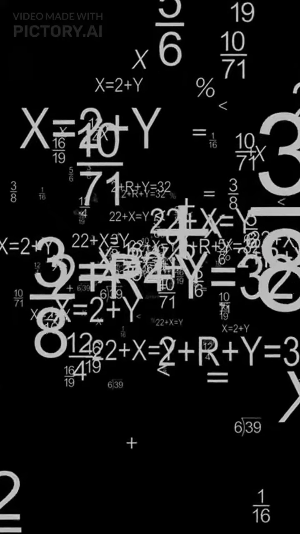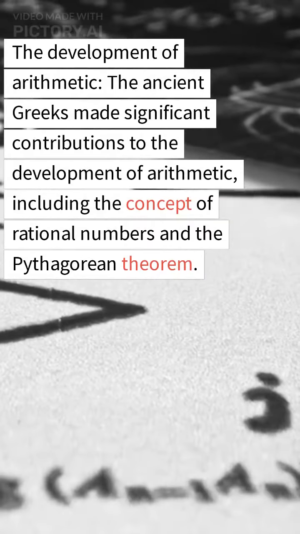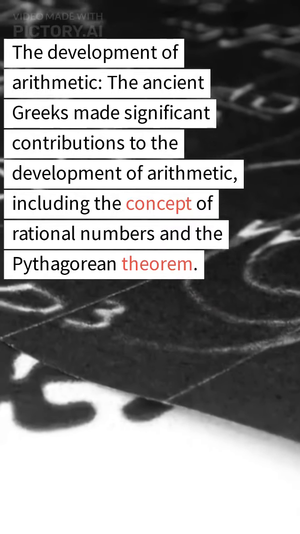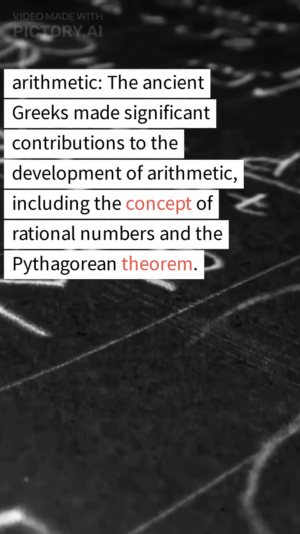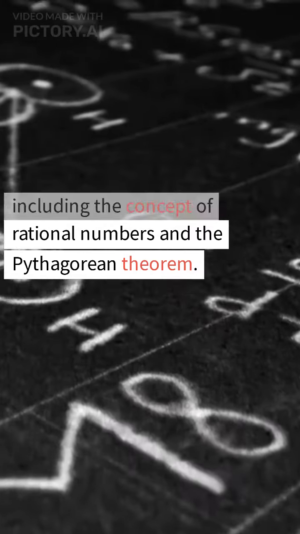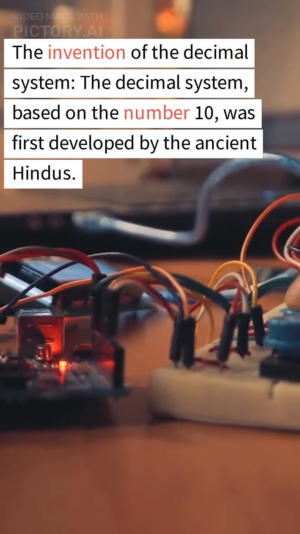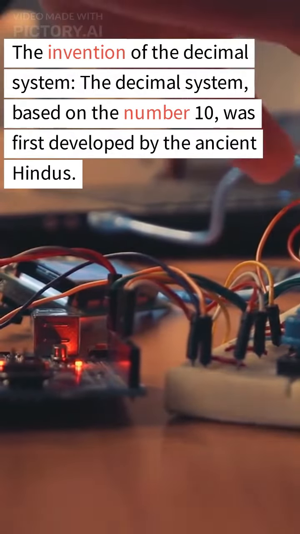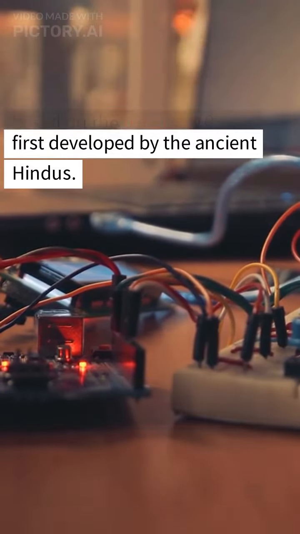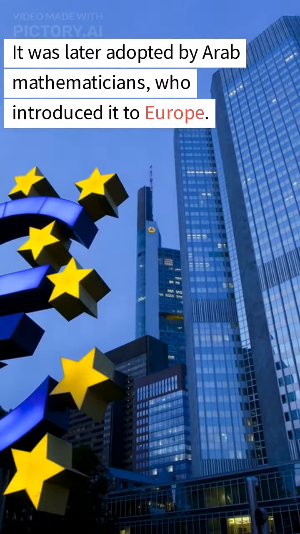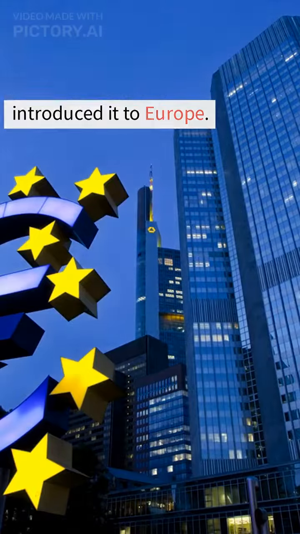4. The development of arithmetic. The ancient Greeks made significant contributions to the development of arithmetic, including the concept of rational numbers and the Pythagorean theorem. 5. The invention of the decimal system. The decimal system, based on the number 10, was first developed by the ancient Hindus. It was later adopted by Arab mathematicians, who introduced it to Europe.